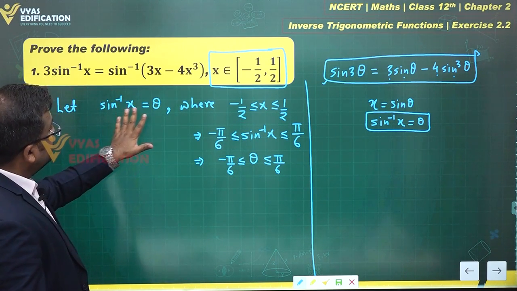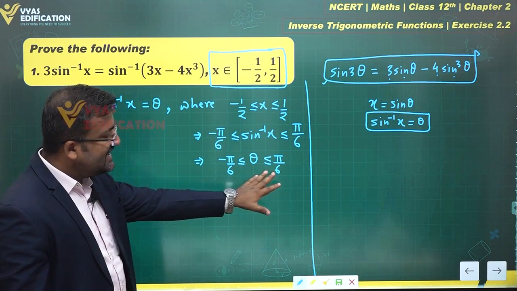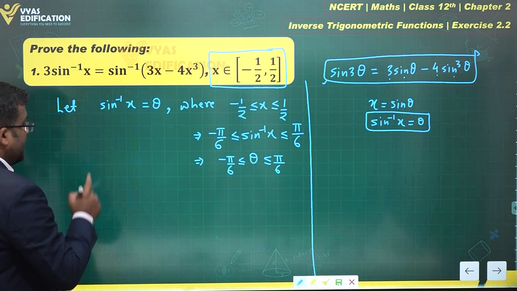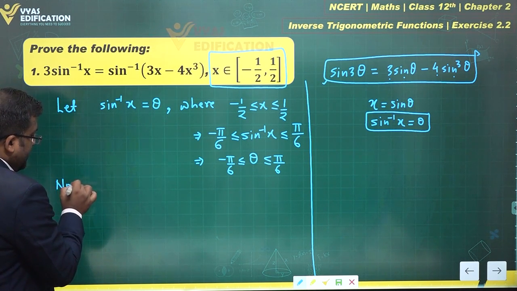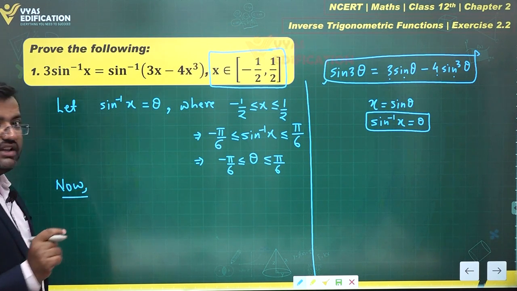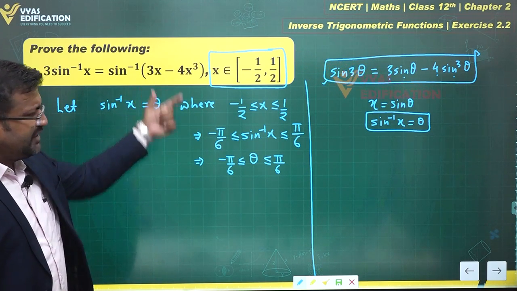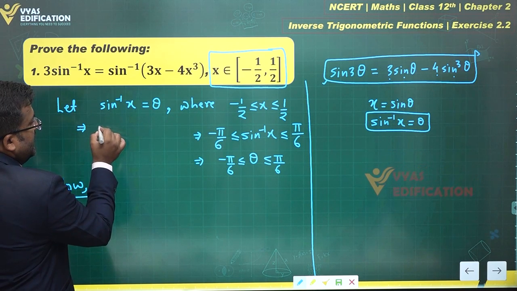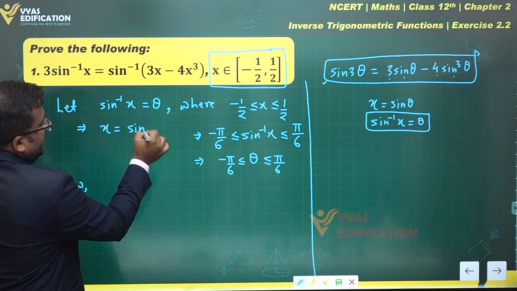And once you have substituted sine inverse x equal to theta, where theta is from this to this interval, now we begin with this complicated expression over here. Let's begin with this. By the way, this gives me x equals sine theta.